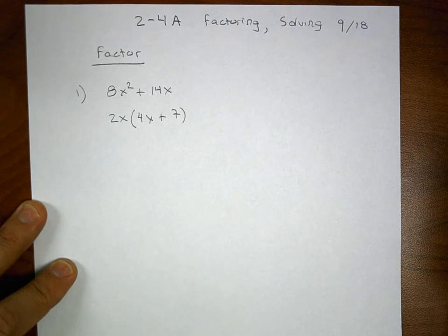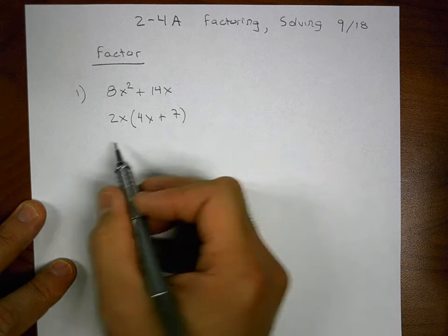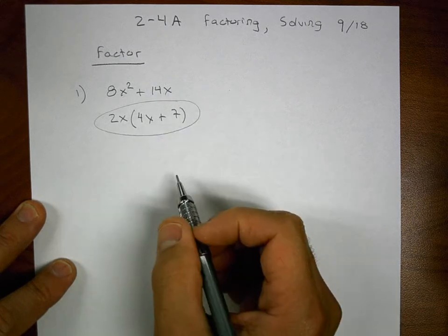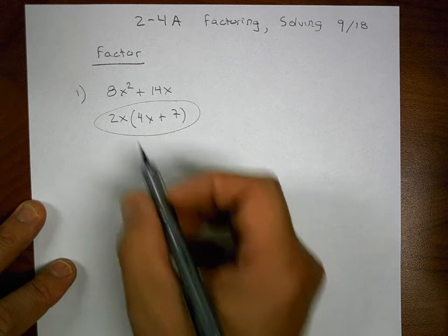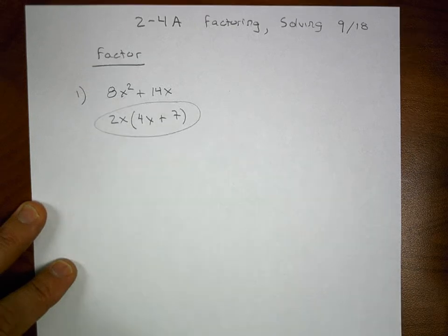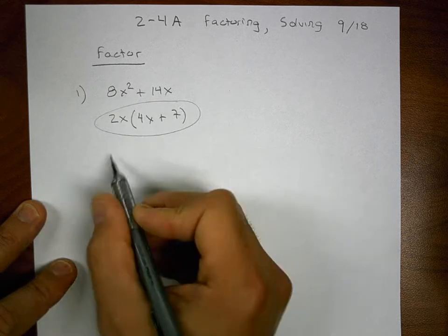It's factored. We don't have to go any farther and solve. There's no equation. Is there a way to check this? How do you do that? Just distribute back and see if it's the same. Hopefully we distribute right. So, GCF.